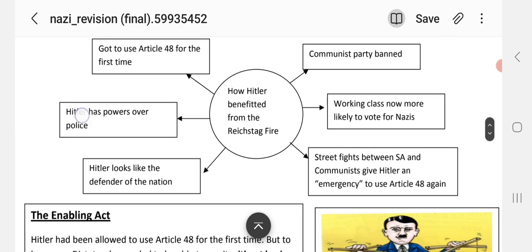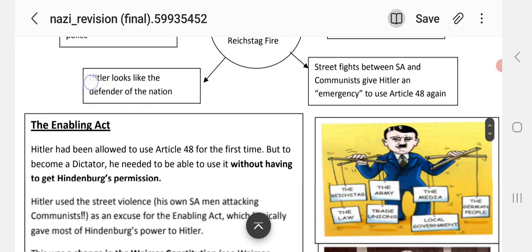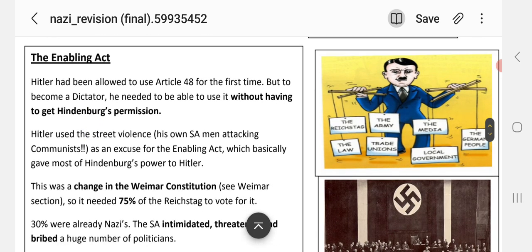How Hitler benefited from the Reichstag fire. He was able to use Article 48 for the first time. Hitler had powers over the police. Hitler looked like the defender of the nation. He banned the Communist Party, and now the working class was more likely to vote for Nazis. There were street fights between the SA and communists, which could give Hitler an emergency to use Article 48 again. So that's the first key event.